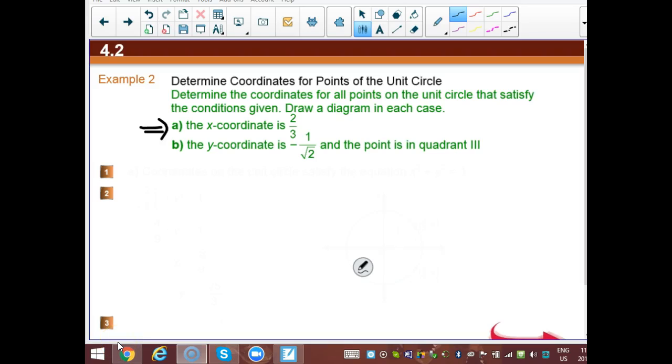Okay, so we're doing example 2 on page 183. It says determine the coordinates of all points on the unit circle that satisfy the given conditions. So the x coordinate is 2/3.